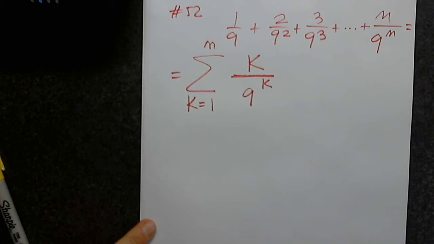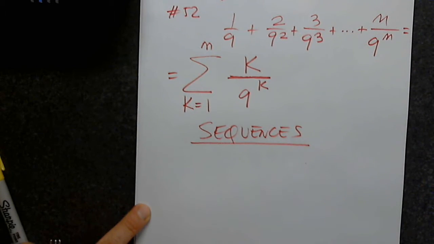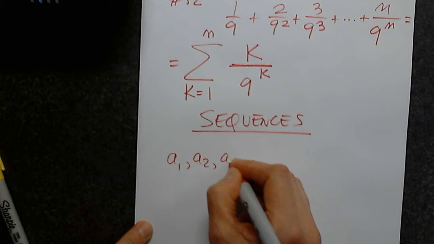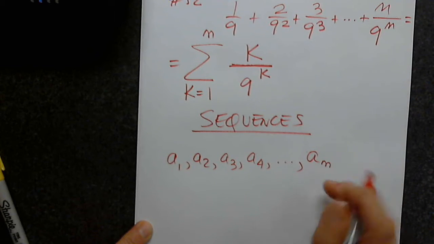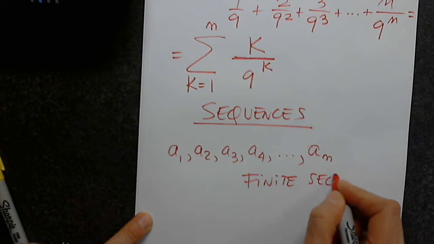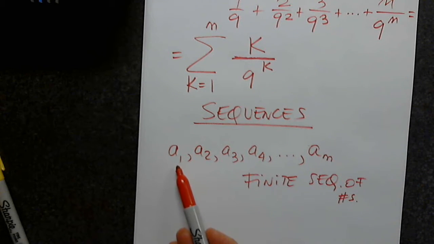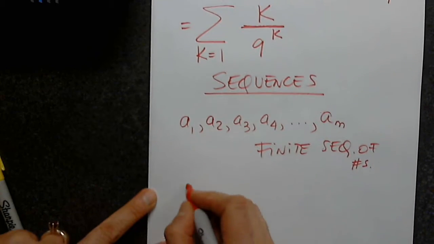Okay. Finally, let's talk about sequences. Sequences of numbers. A1, A2, A3, A4, ..., AN. This is a finite sequence of numbers. Why is it finite? Because I didn't put a comma, dot, dot, dot. It doesn't go on forever. It goes from the first term of the sequence till what is the last term of the sequence? N, right.